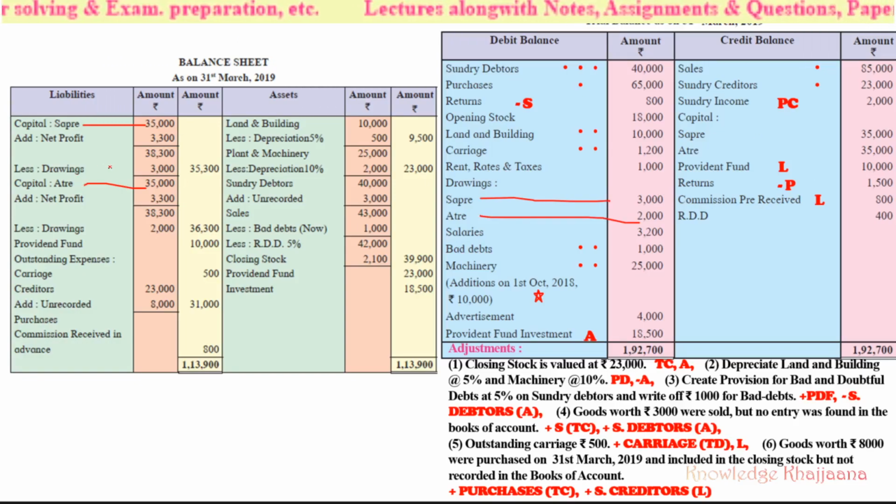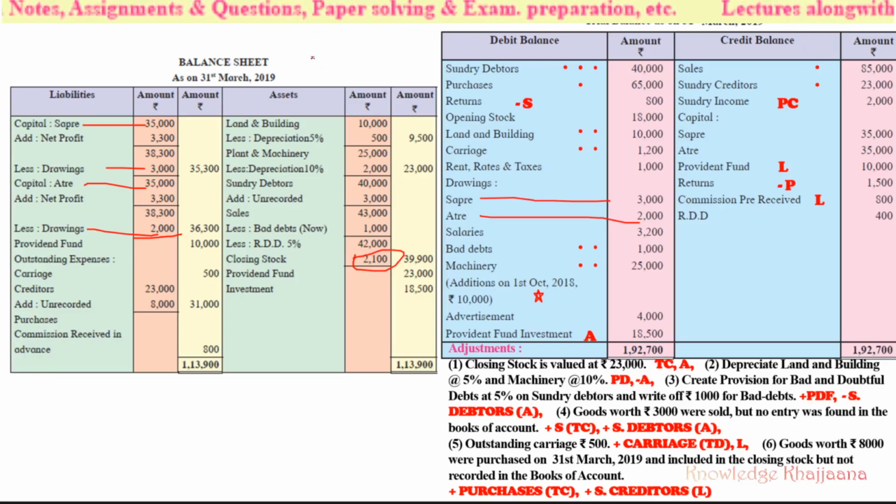So we have to deduct the drawings over here, and there will come a line. These drawings we have to deduct after adding the net profit. This net profit will come from the profit and loss account. Why were we stuck in calculating the net profit in the profit and loss account? Because we hadn't calculated this RDD. This RDD can be calculated only in the balance sheet.